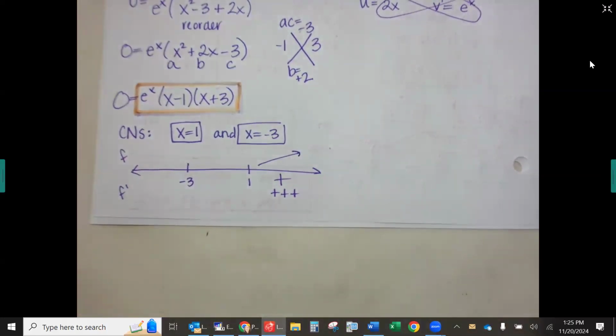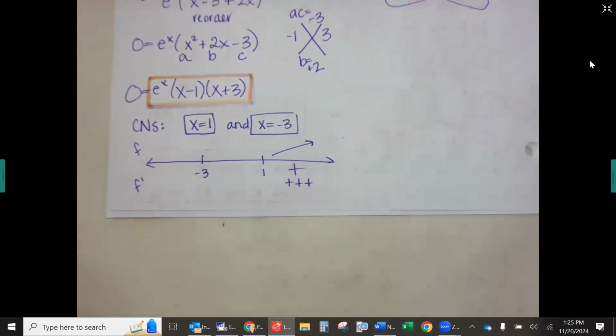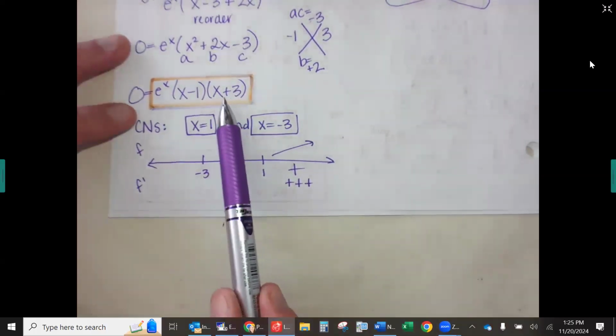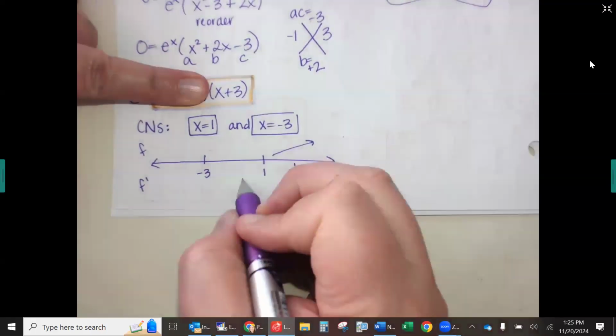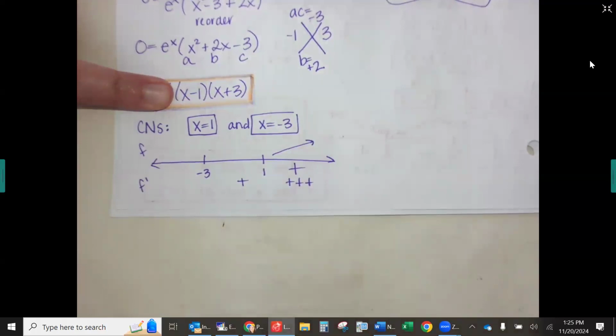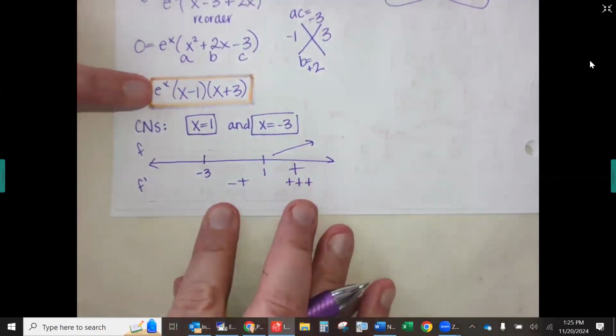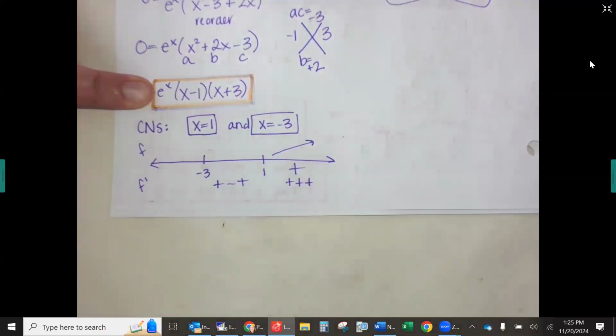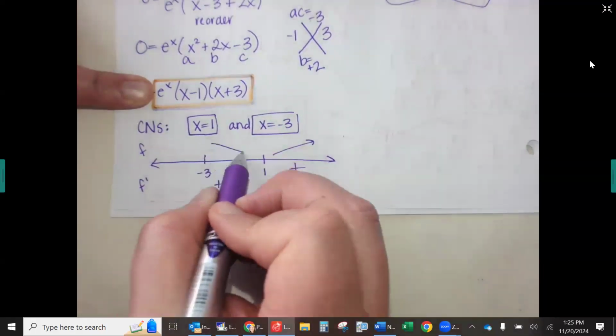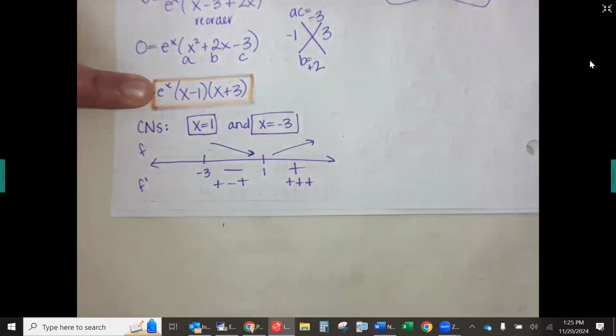Between -3 and 1, what can we pick? 0 is a great choice. 0 plus 3, how does it come out? Plus or minus? Positive. What about 0 minus 1? Negative. And what about e to the anything? Always positive. So I have plus, minus, plus. Overall, what's the sign? Big negative. Which means that f would have been going downhill because its f prime, or its slope, came out negative.